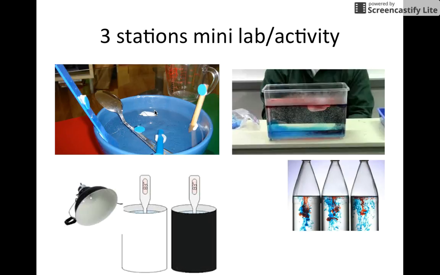So what I tend to do is set up 3 stations around the room and have them just rotate every 5 minutes. Students in groups just rotate through these 3 stations. Or you could set up more of these 3 stations depending on your class size. But basically, I have one very simple area where there's hot water, and I'll put a metal object, a wooden object, and a plastic object.